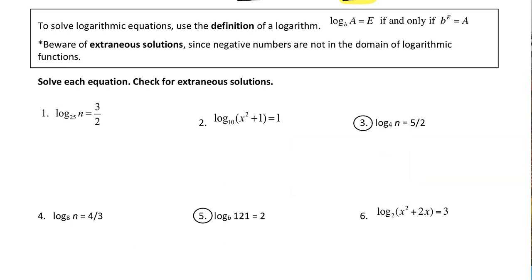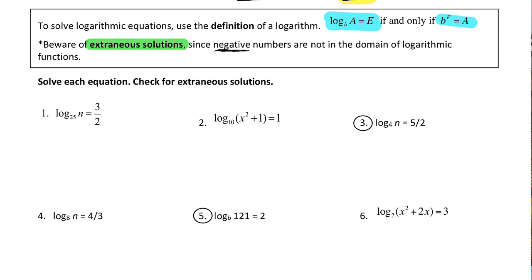To solve logarithmic equations, use the definition of a logarithm. This is brand new for you, other than the very last video where you learned it. If you have log base b of a equals e, we can rewrite that as the base raised to the exponent equals the answer. We do have to be careful about extraneous solutions, since negative numbers are not in the domain of log functions.